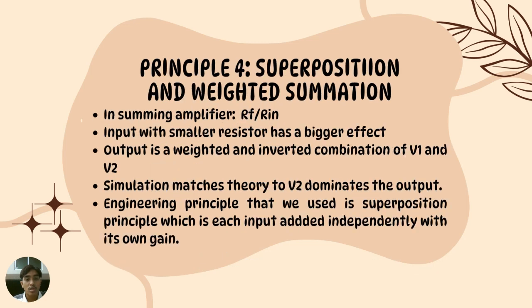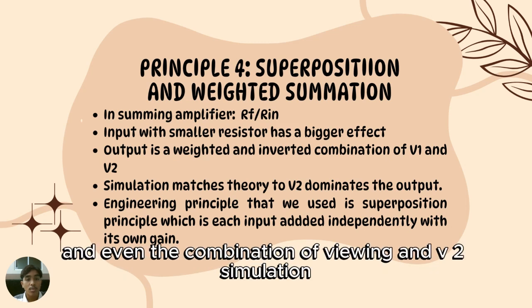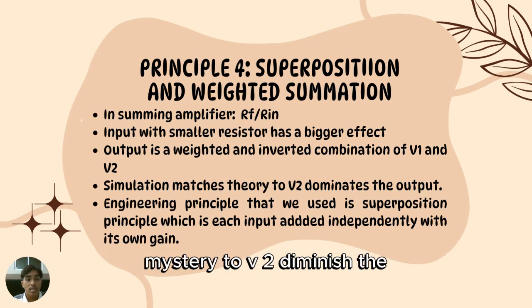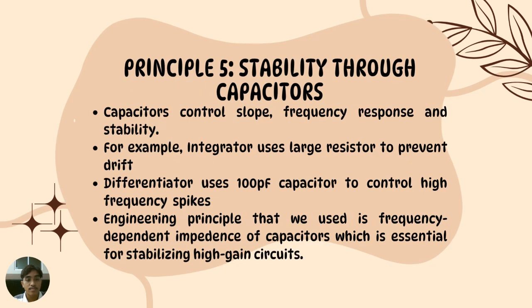For principle 4, superposition and weighted summation. In the summing amplifier, Rf over Rin. The input with the smaller resistor has a bigger effect. The output is a weighted and inverted combination of V1 and V2. Simulation matches theory, where V2 dominates the output. The general principle that we use is the superposition principle, where each input is added independently with its own gain.